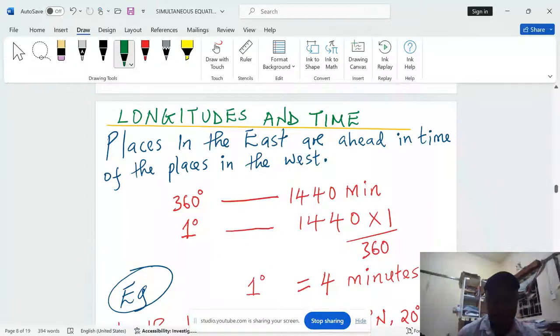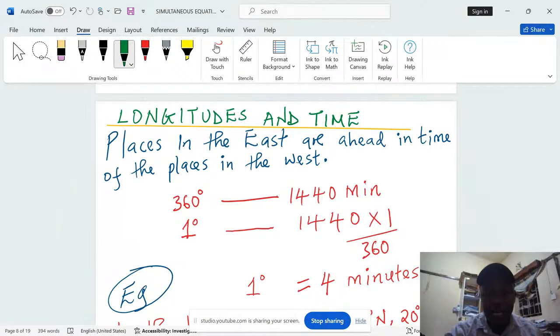Let us look at longitudes and time. We usually say that the Earth is rotating in an east-west direction, which means that places in the east are ahead of time of the places in the west. And it's good to also know that places in the west are behind in time. Let us look at a simple illustration.